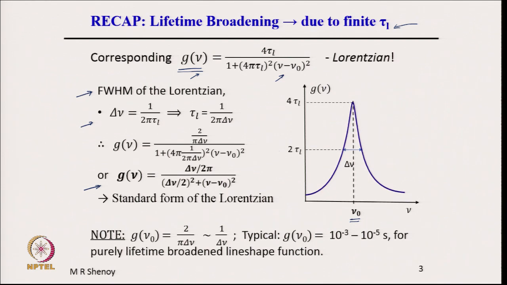This is a standard form of the Lorentzian. Please note that delta nu here is a fixed number, it is not a variable. Delta nu is the FWHM, characteristic of a resonance. So, this is the standard form of a Lorentzian.